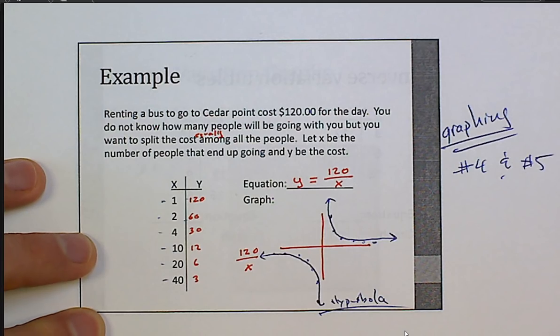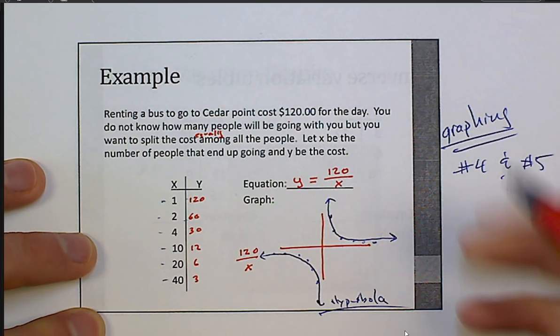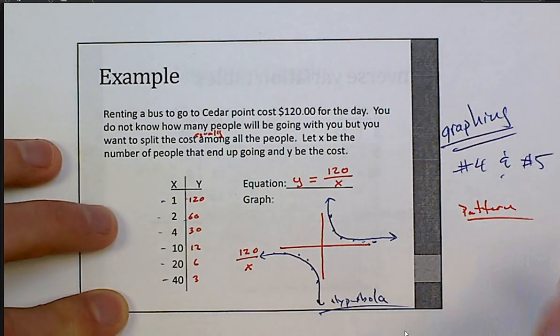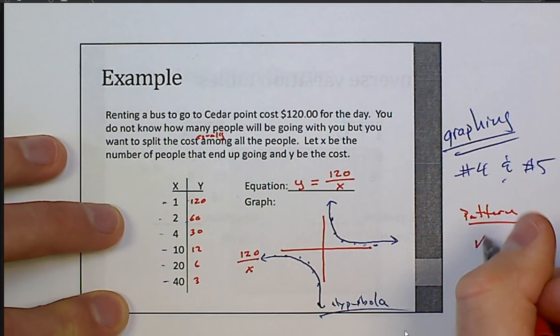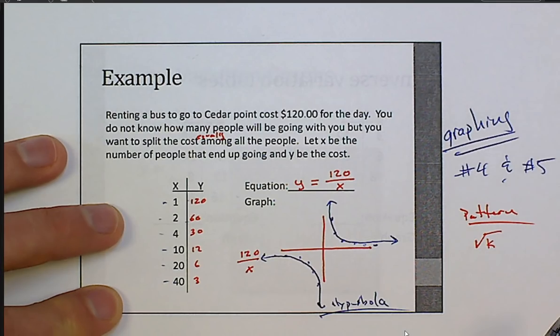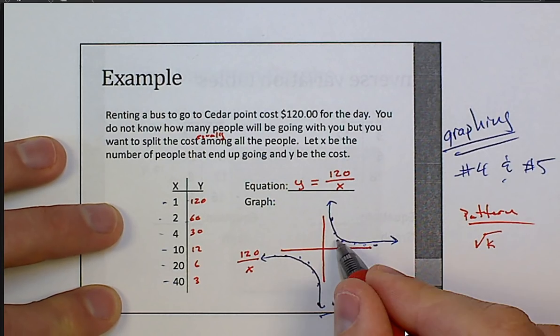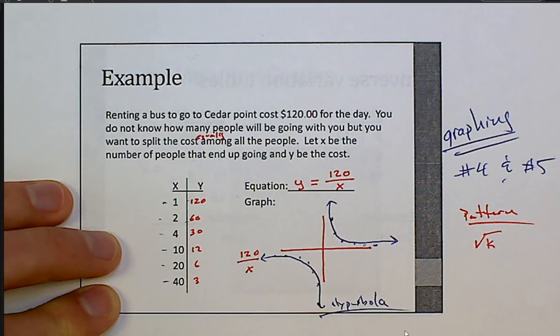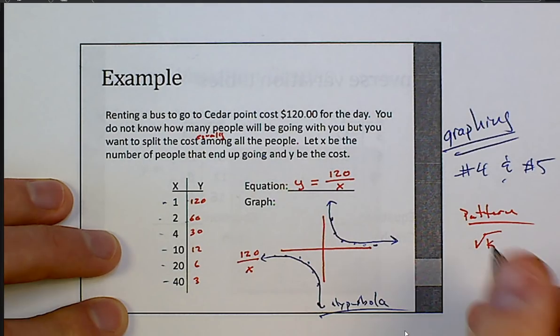There's a little pattern that I'm going to have you figure out today as we go. Basically, if you take the square root of your k value, that's going to give you your middle point on inverse variations here and here. So you take like 120, you take the square root of 120, just doing it on my calculator real quick, you get basically 10.9.